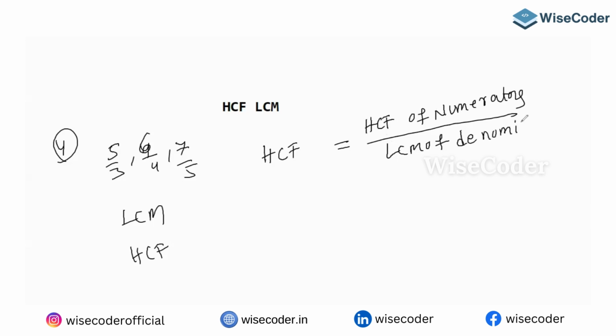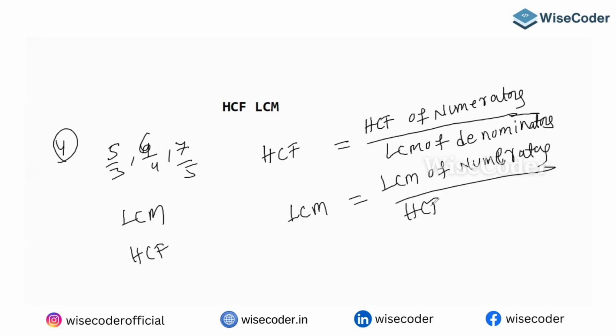If you want the LCM of the fractions, what are you going to do? LCM of numerators by HCF of denominators. Let's calculate both. Numerators 5, 6, 7: HCF is 1. Denominators 3, 4, 5: LCM is 5 fours are 20, 20 threes are 60. So the HCF must be 1 by 60.